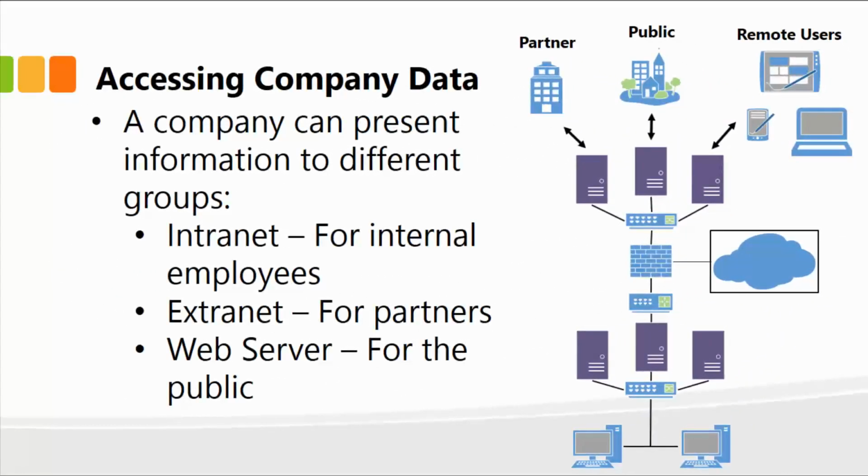Accessing company data, for example, here's a visual representation. A company can present information to different groups. Again, we talked about the intranet for internal employees only, extranet for partners or vendors, and the web server for the public. So within your own network, whichever topology you use, for example a star topology, you can set it up so that you can distinctly divide your network and create sections, one for the partner access, one for the public access, and one for the remote users and your internal employees.